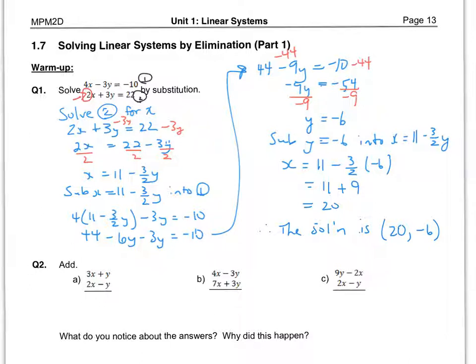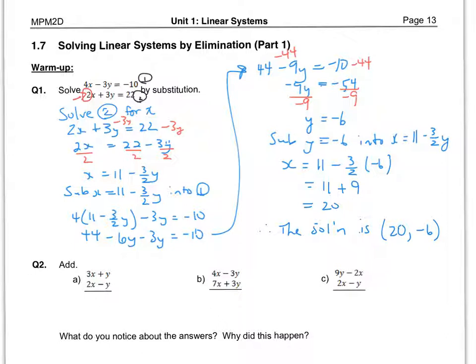Now I left it in fraction form. I expanded it, simplified it. I ended up with my solution being 20, -6, but it was quite intense. So I'm going to show you another way. This method of elimination is actually quite slick with some of these equations that don't work as well with substitution. So what we're going to do here is practice some columnar adding and subtracting. Well, adding first, and then we'll get into subtracting in a minute here.